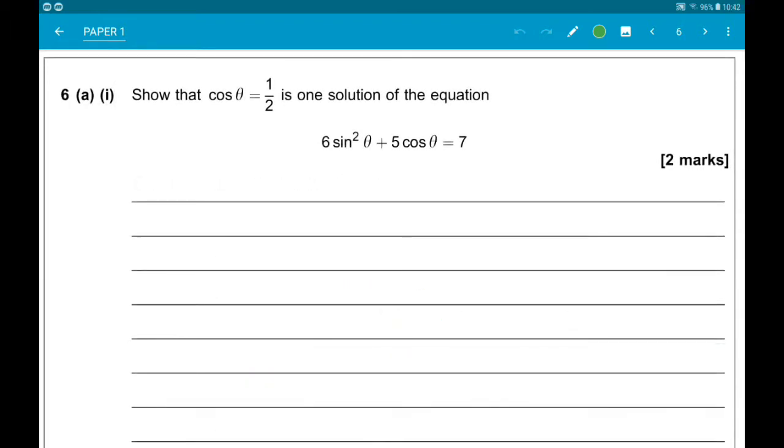Okay, number 6, trigonometry time. So part A, part 1, show that cos of theta is equal to 1/2 is one solution to the equation 6 sine squared theta add 5 cos theta is equal to 7. Okay, so with trig equations, we want to always get them in terms of one function. So here we want to get rid of sine squared. So we know that sine squared add cos squared is equal to 1.